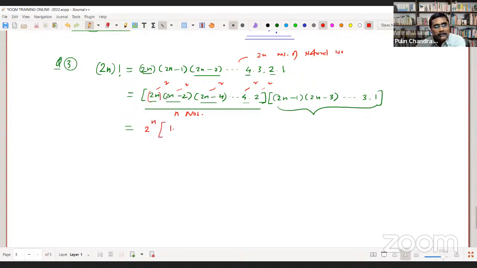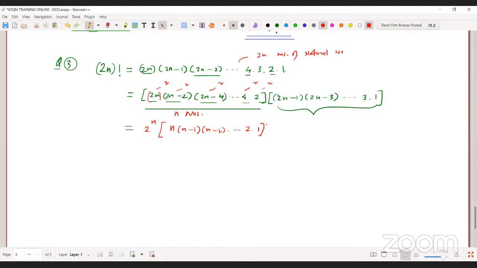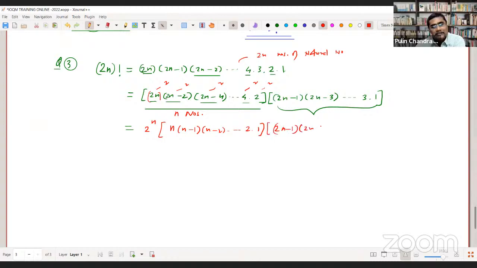So what will I get here? n, n - 1, n - 2, n factorial. Yes, very good. So here you will be getting this. Very good. So actually we will finish here this sum. This will be written as this.